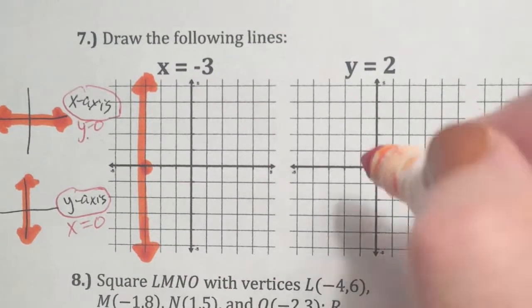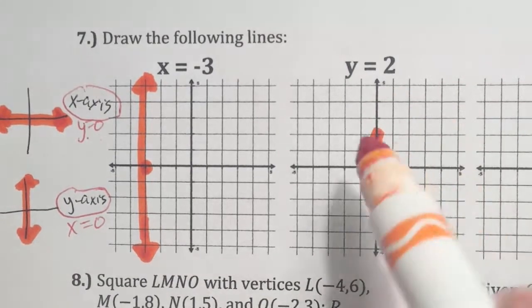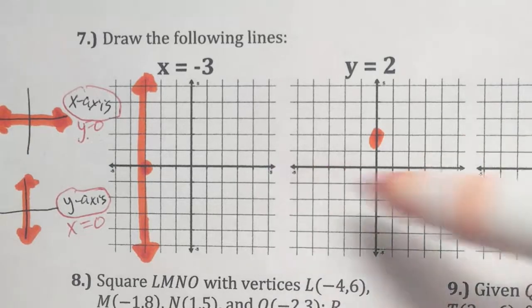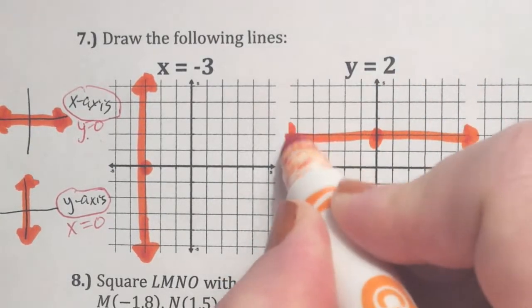All right, how about y equals 2? So here is the y-axis. Here is +2. Would we smack the table or across the face? Across the face would be the answer. So it would look like this.